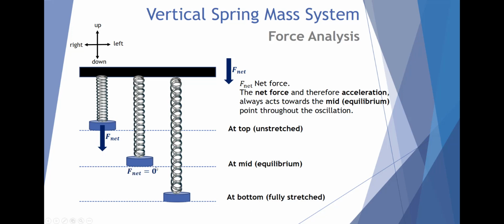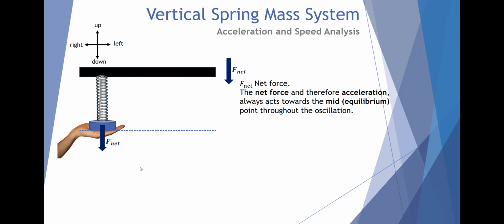At the midpoint or the equilibrium position, the net force is 0. They cancel out. And when I say they, I mean the spring force and the gravitational force. And at the bottom, the net force is pushing back towards the equilibrium position. So remember, no matter where the mass is in the system, it is always being forced towards the equilibrium or midpoint. Let's now have a look at the acceleration and speed.